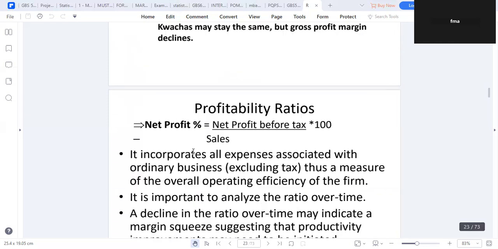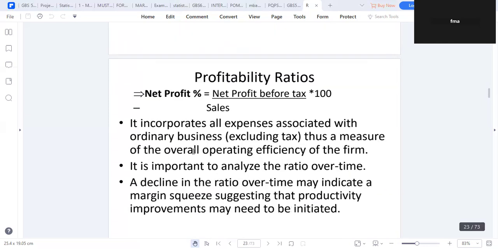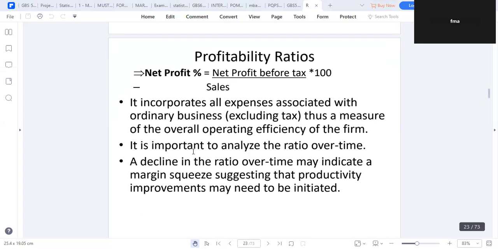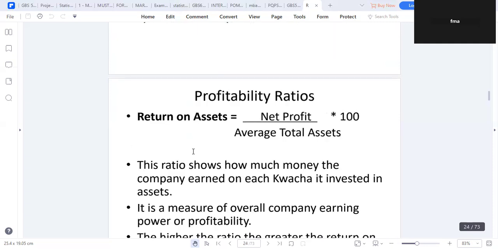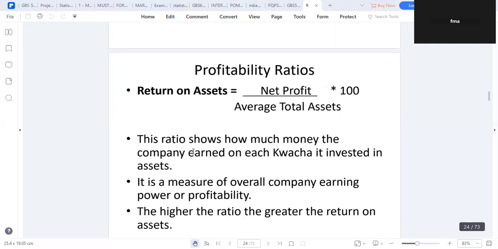So the profitability ratios, we have also the net profit percentage, which is the net profit before interest and tax times 100 over sales. So this incorporates all expenses but excludes tax. So a decline in the ratio over time may indicate a margin squeeze, suggesting that productivity improvements may need to be initiated. So the formula, return on assets, is simply net profit over average total assets times 100.